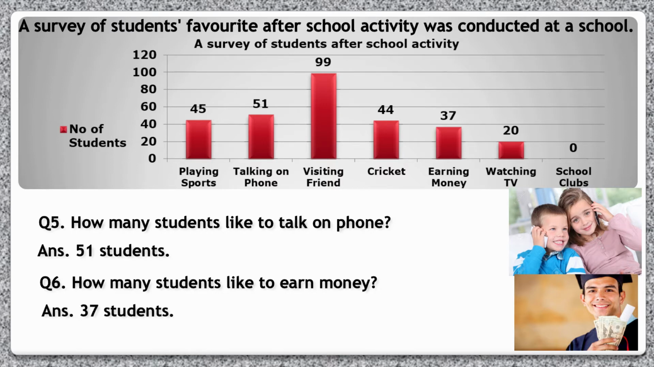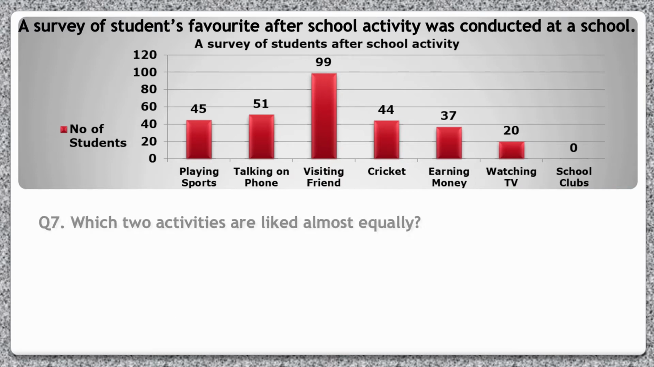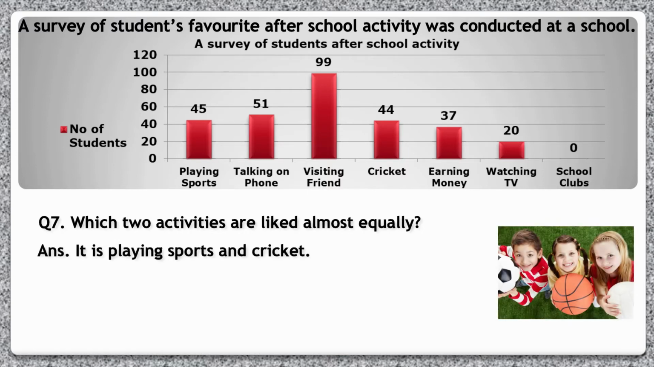Now let's move to the seventh question. Which two activities are liked almost equally? The correct answer is it is playing sports and cricket, as 45 number of students love to playing sports and 44 number of students love to play cricket, which is almost equal. Now let's move to the last question.